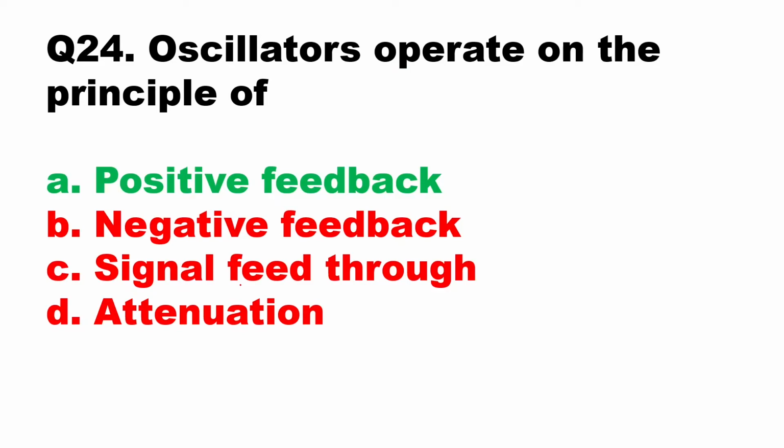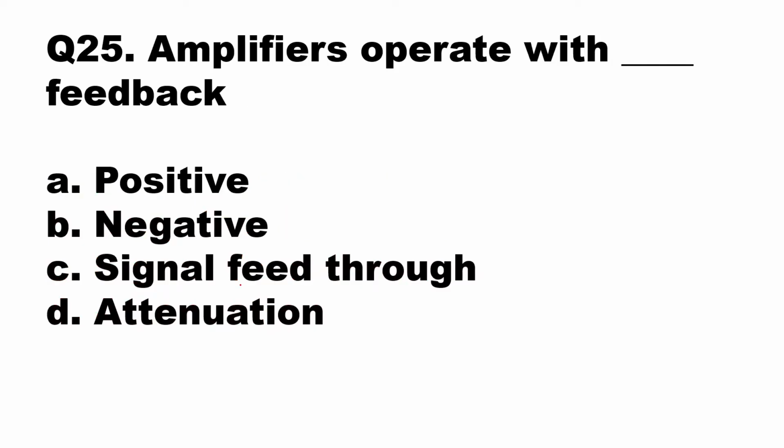Oscillators operate on the principle of positive feedback. Amplifiers operate with what type of feedback? Positive, negative, signal feed through or attenuation. Obviously, this you should not forget at all. It is negative feedback for amplifiers because positive feedback goes with oscillators and negative feedback goes with amplifiers.